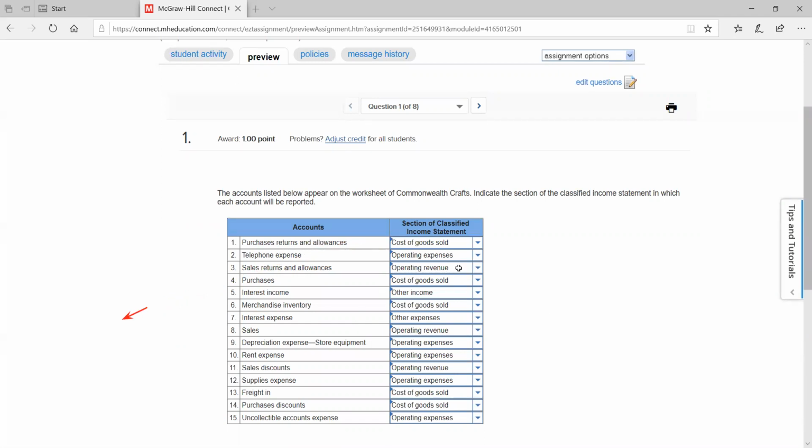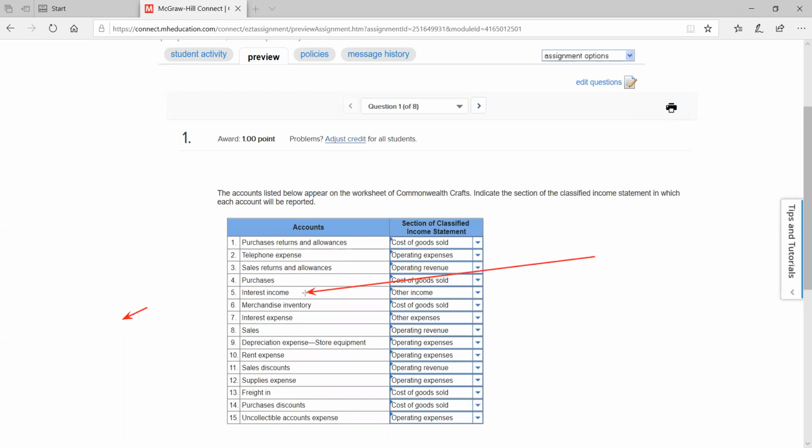So first one, purchases, returns, and allowances. They're going to put that under cost of goods sold because it's going to be part of your inventory calculation. Telephone expense, you're going to put that under operating. Your sales, returns, and allowances, that's part of your operating revenue. Remember, it's that contra revenue account. Purchases, just like purchases, returns, and allowances, is under cost of goods sold.